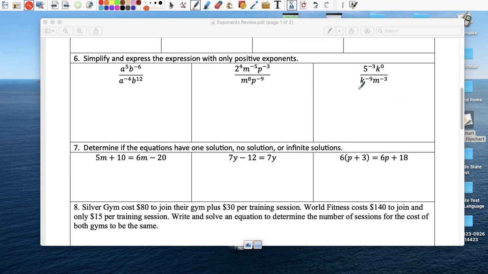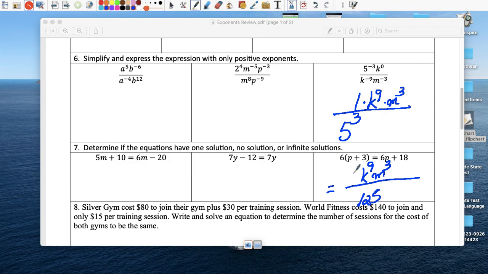Next one, 5 to the negative 3rd power. Well, first of all, make it positive, so take it downstairs. K to the 0 is just 1, right? So I'm going to change that to 1. K to the negative 9 has a negative exponent, so it's going to go upstairs, so it becomes K to the 9th. And m to the negative 3rd power is negative, so we can take it upstairs. It becomes positive. Let's simplify that a little bit. Well, 1 times K to the 9th times m to the 3rd is just K to the 9th m to the 3rd, right? So we don't have to really write that 1 coefficient. And 5 to the 3rd power is 5 times 5 times 5, which is 125. But if you decide to write it like this, no harm done. But we don't need it.